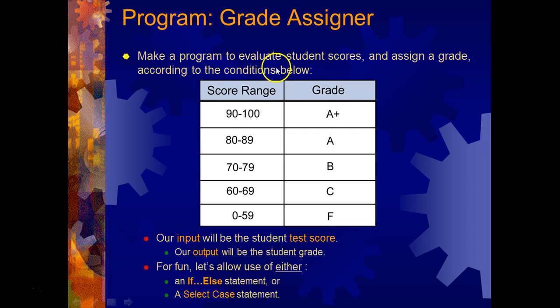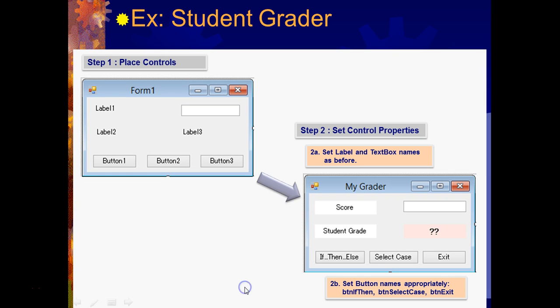So make a program to evaluate student scores and assign a grade according to the conditions below. Our input will be the student's test score. Our output will be the student grade. So this will be the output. For fun, let's allow use of either the if-else or the select case statement.